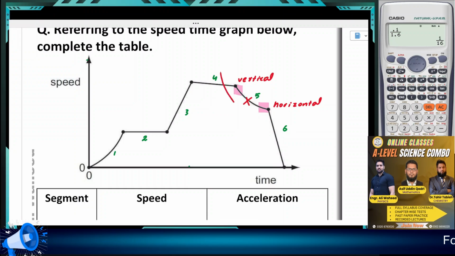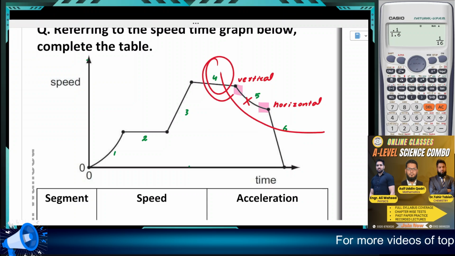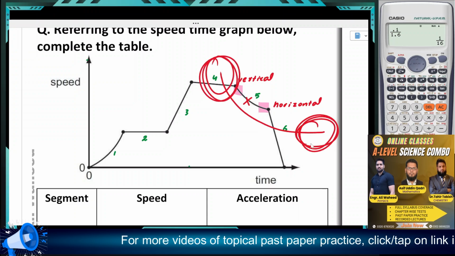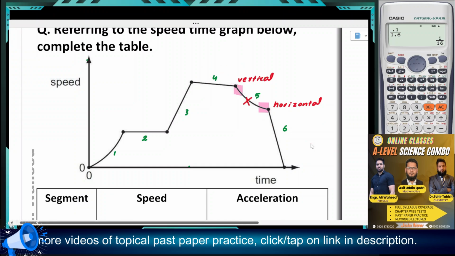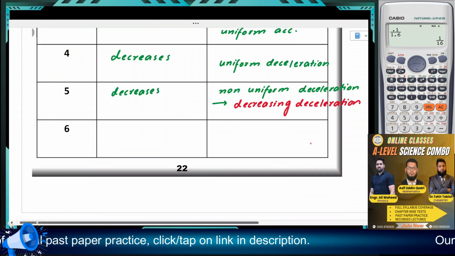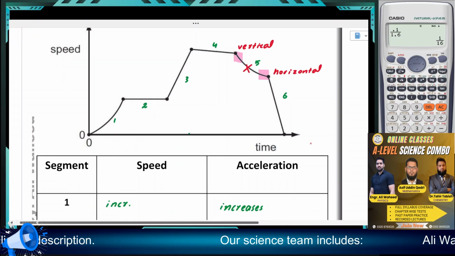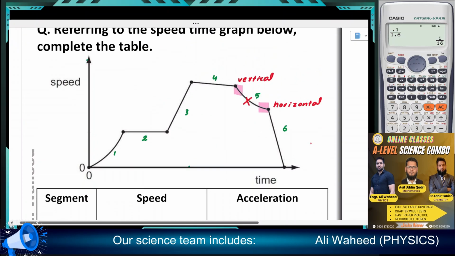You see, this is the shape of the curve. Initially more vertical, and towards the end more of a horizontal. So we say decreasing deceleration. The last one, part 6.